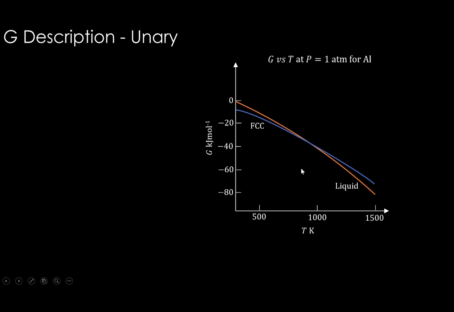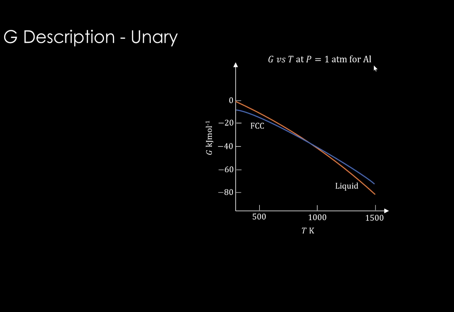You know what kind of information we can get out of this. There is an intersection here which says there is a melting point. Beyond that, liquid's Gibbs energy is lower than the solid's Gibbs energy. Therefore, liquid will be stable, and at lower temperatures, FCC is more stable than the liquid. FCC is the stable phase, things like that. So there is a lot of information that this particular set of curves can give about the behavior of aluminum.